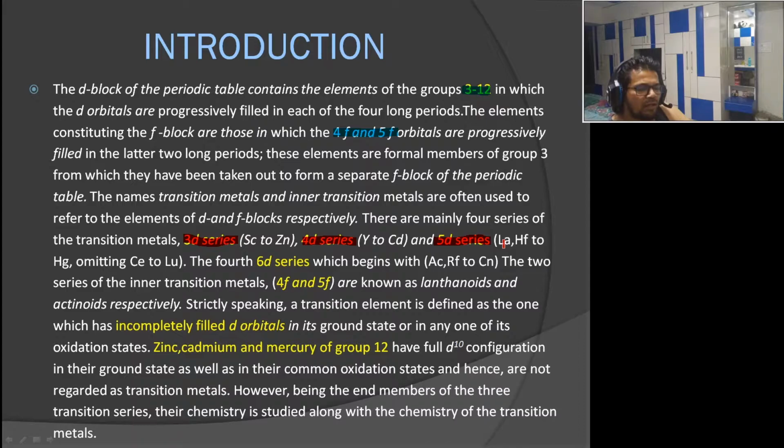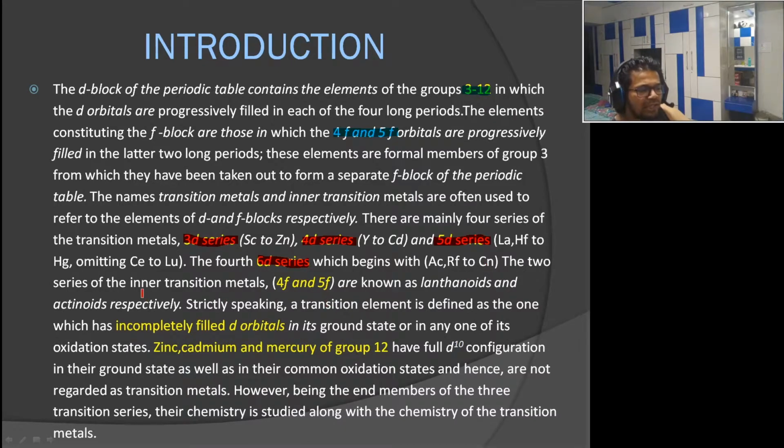Then there is a void, 58 to 71 are the lanthanides, where the electron is not going into the D block but into the F block. So they are written down separately. So you have first nothing but 57 lanthanum. Then immediately next is hafnium, atomic number 72, and it goes up to mercury, atomic number 80. That's the 5d series. And last we have the 6d series, which starts from AC, actinium, atomic number 89, and straight away comes rutherfordium, 104, which goes till Cn, copernicium, 112.